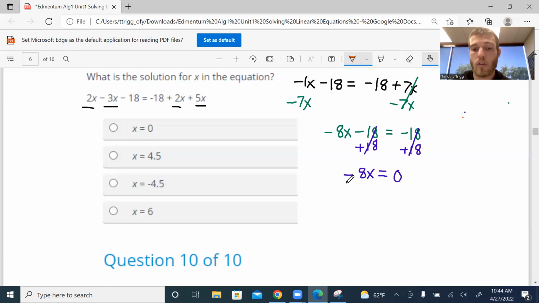Next, like what we've done before, we're going to go ahead and use the division property of equality. Divide by negative 8 both sides. That solves for x. 0 divided by anything is 0.